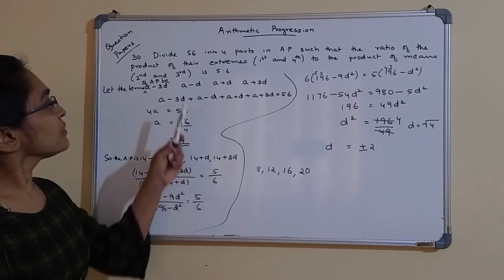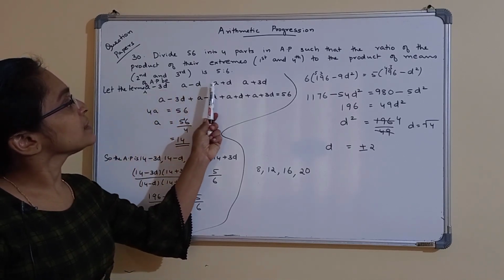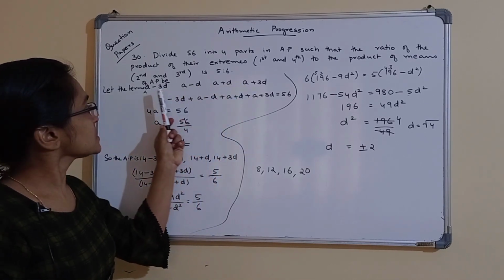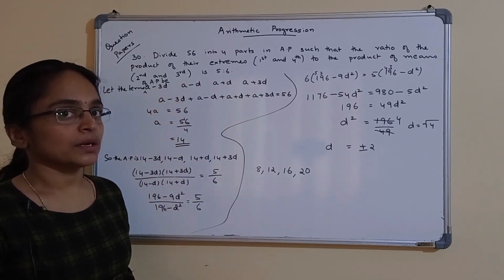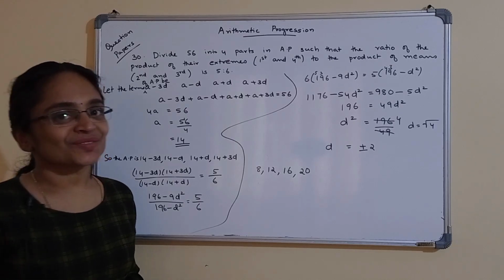Okay, understood? So we are taking a minus 3d, a minus d, a plus d and a plus 3d because all these terms have equal common difference. Okay, understood?